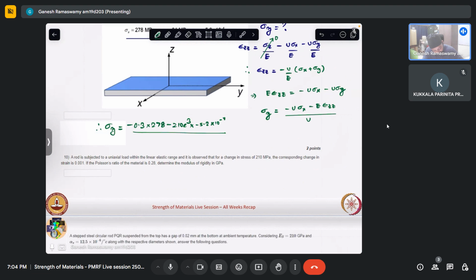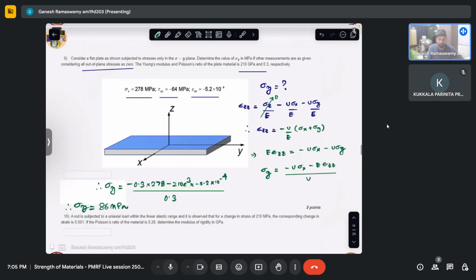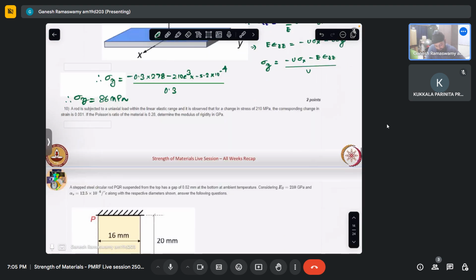This entire thing divided by 0.3, and this is 4 power 4. So therefore sigma y from here comes out to be 86 MPa. So this question actually tells us how to write the generalized Hooke's law and solve for the question.